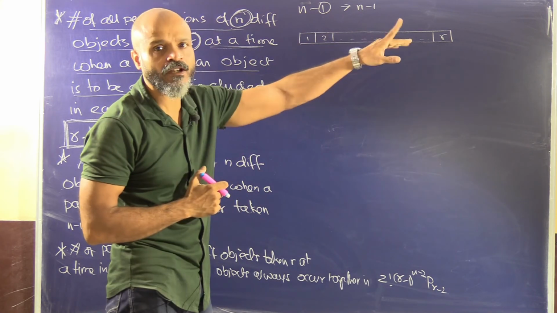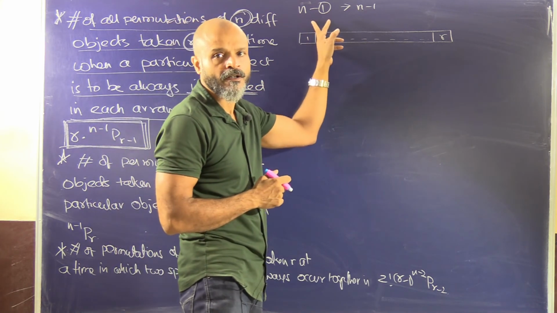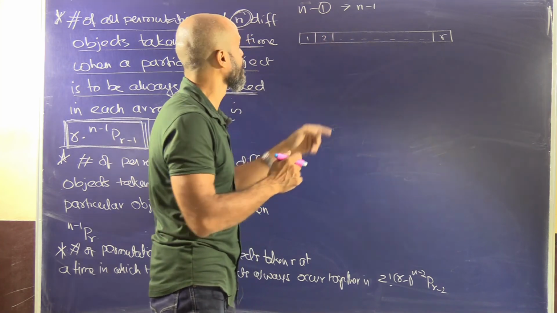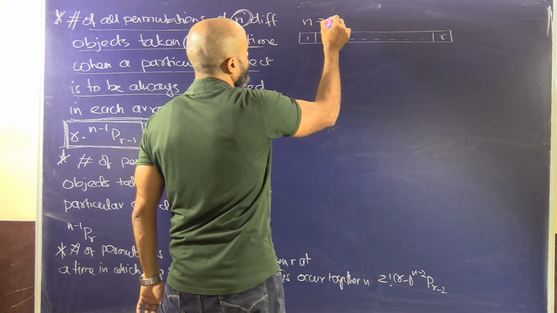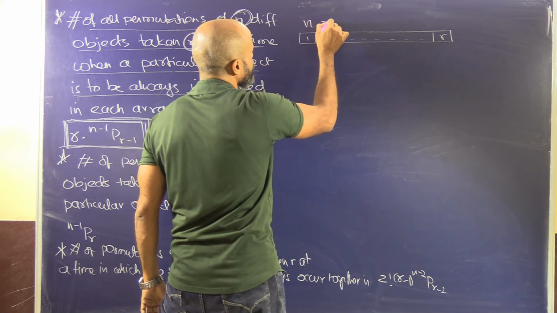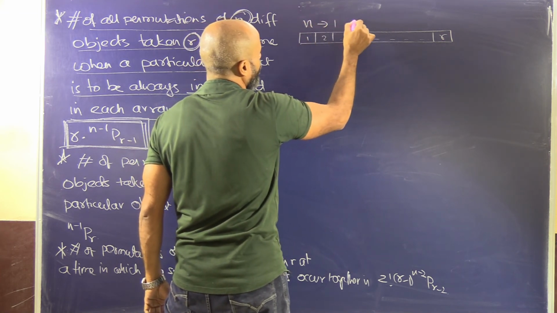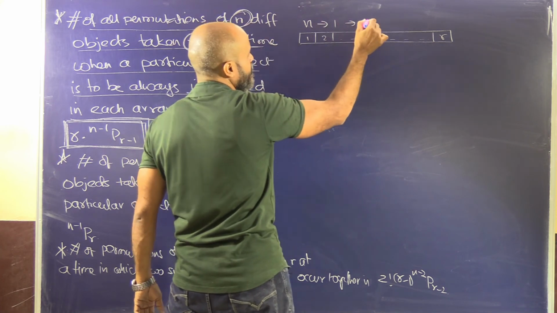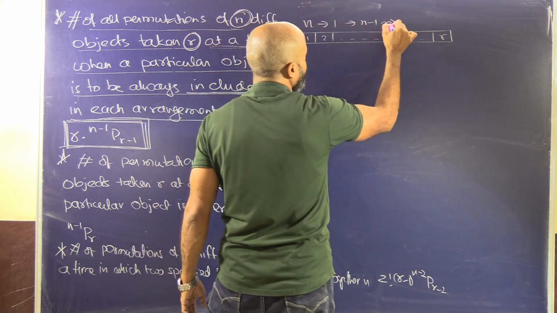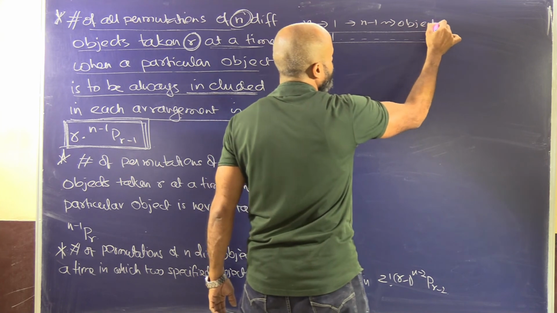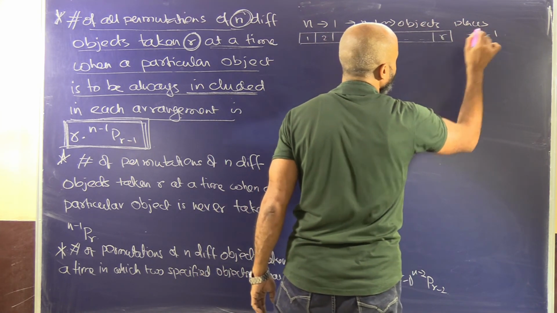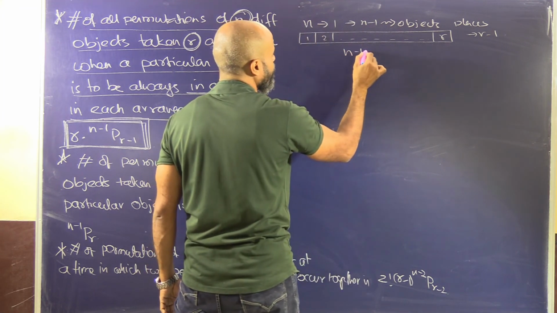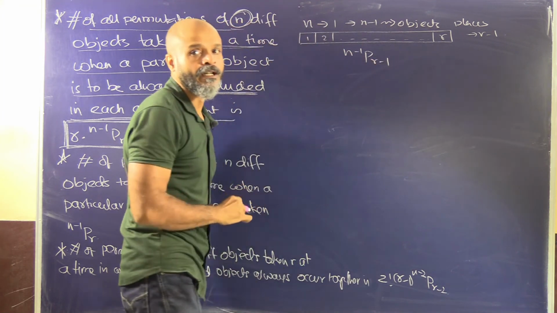Now we have fixed one of these places for this one object. So one place is gone, and one object is gone. We are left with n minus 1 objects, and with regard to places we are left with r minus 1 places. So this can be done in (n minus 1)P(r minus 1) ways.